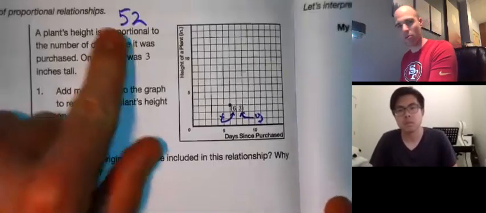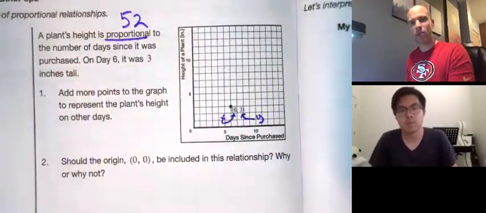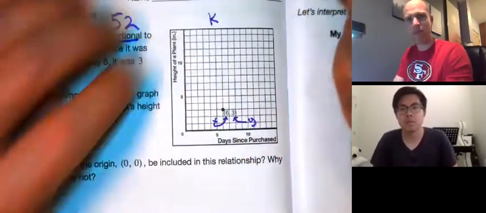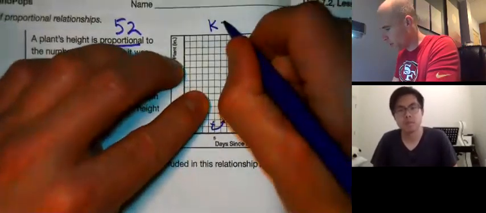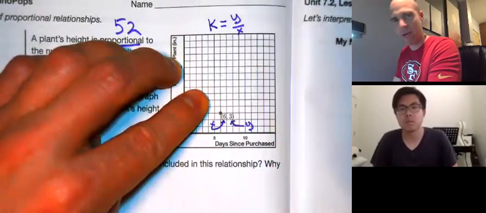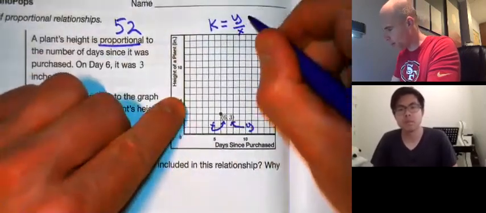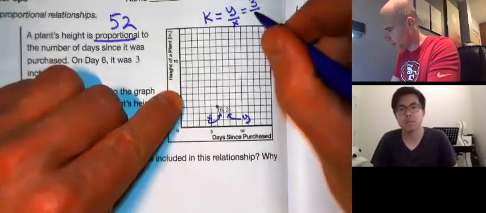And so we know that in order to find the constant of proportionality for a proportional relationship, which we know this is proportional because it said in the instructions there, we do y divided by x. That doesn't change just because we're getting our values from a graph rather than a table. So I'm going to do k equals y divided by x. And so I've got 3 as my y value and 6 as my x value.